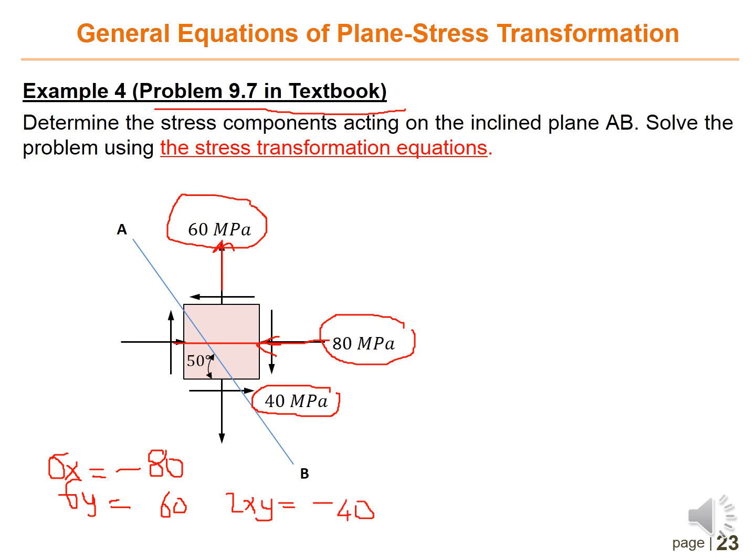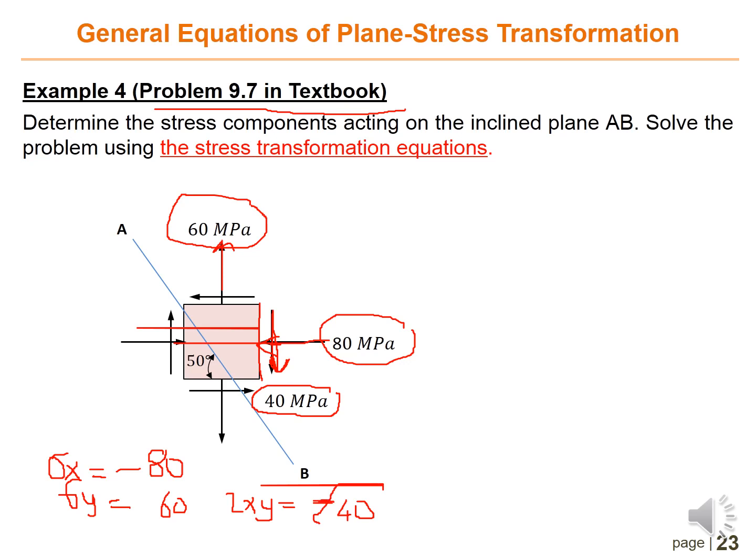Why is it negative? It is because the shear stress acting on the x surface, so this is the x surface, is acting downward. When it is acting downward, the value is negative. So this is negative 40 megapascal.